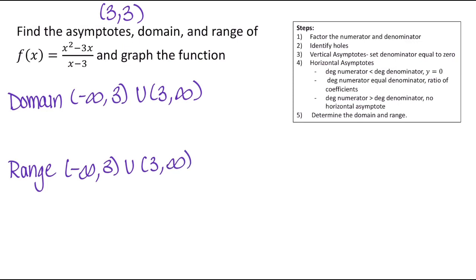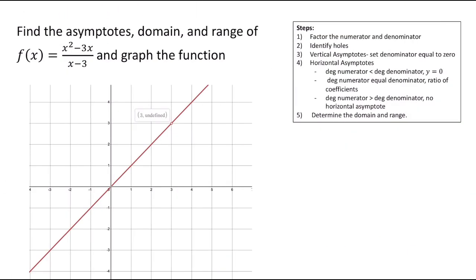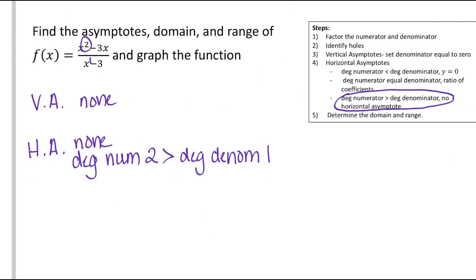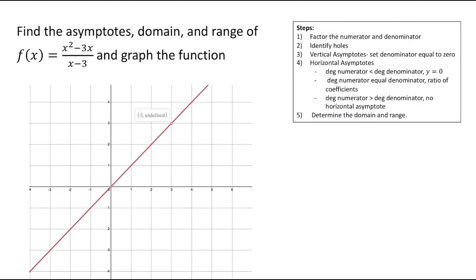Remember, you can always verify this by looking at the graph of the function. So let's go ahead and look at the graph. You can see that it kind of looks like a line, and the reason for that is because that common factor cancels, and you're left with just f of x equals x. And you can see that it has that hole there at (3, 3).